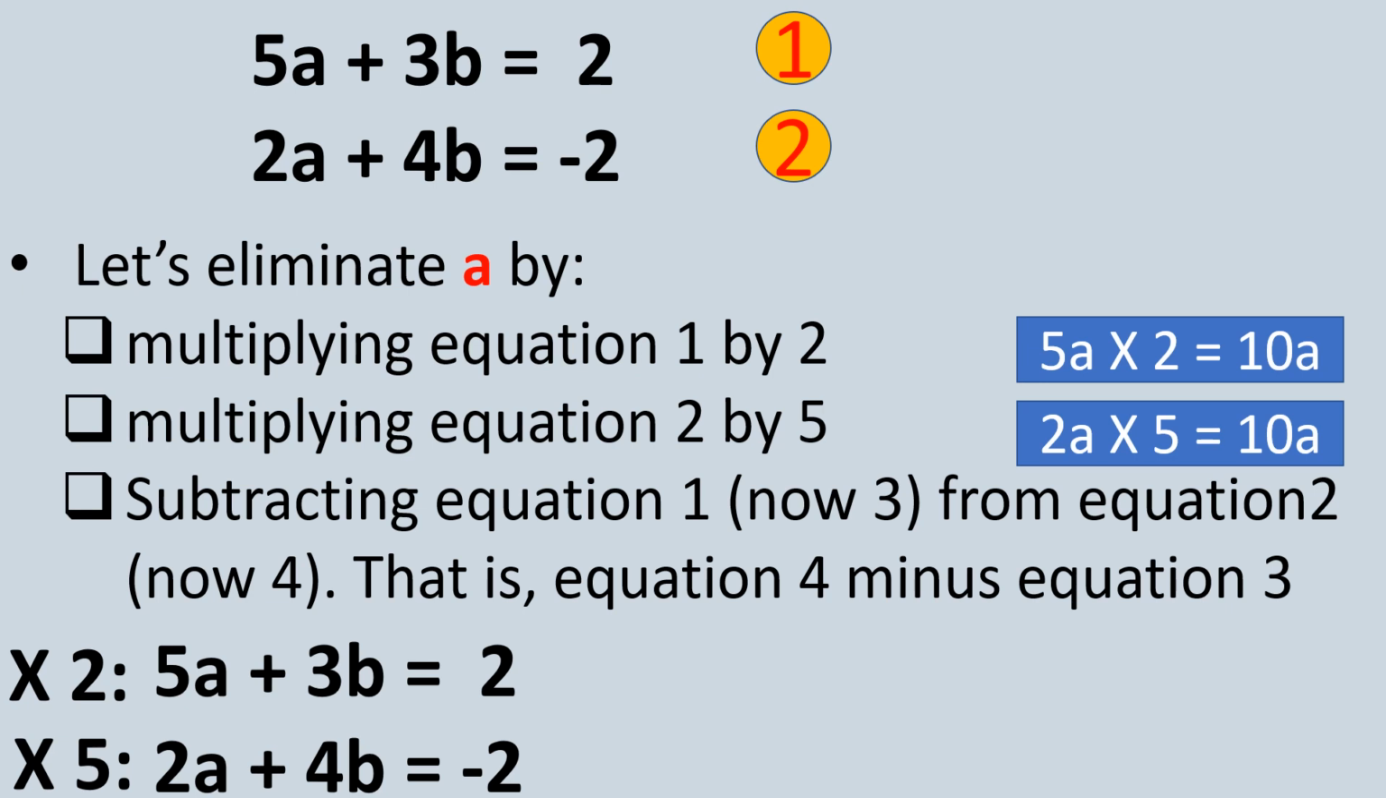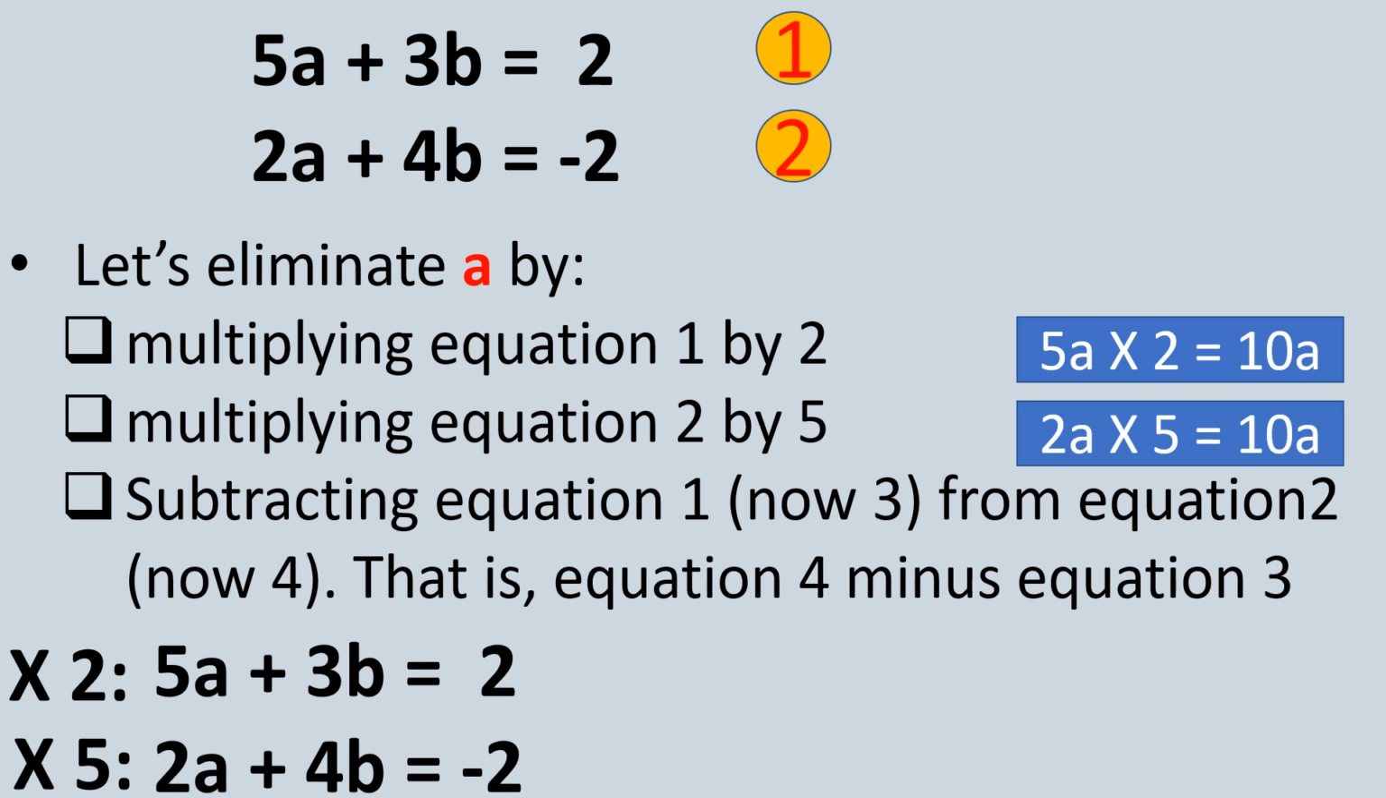So if we multiply 5A by 2, what are we expected to get? We're expected to get 10A. If we multiply 3B by 2, we should get 6B. And if we multiply the constant on the right hand side, number 2, by 2, we will get 4.